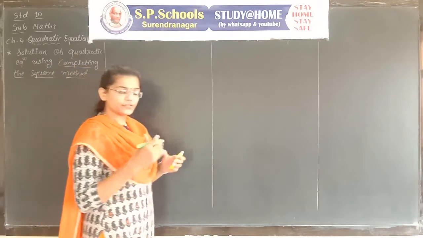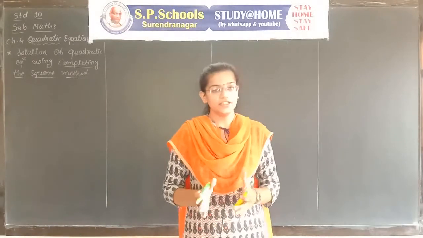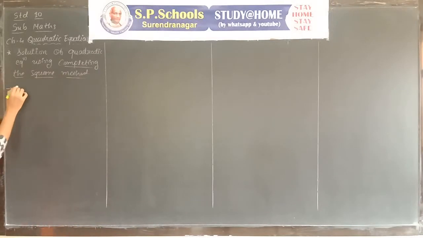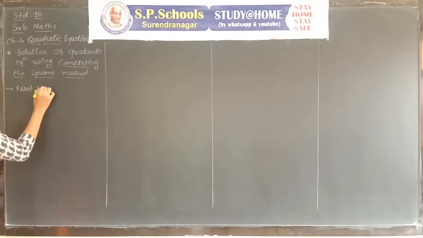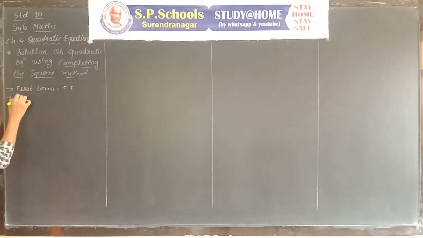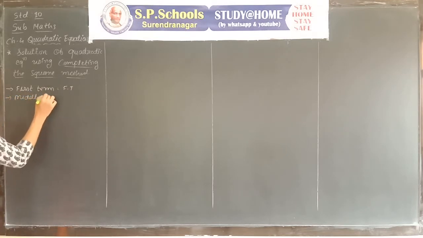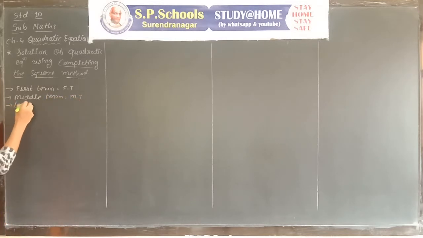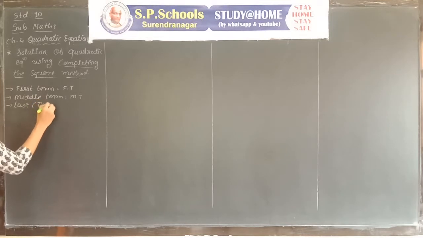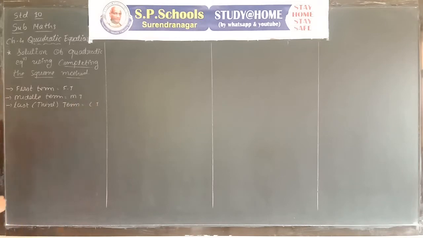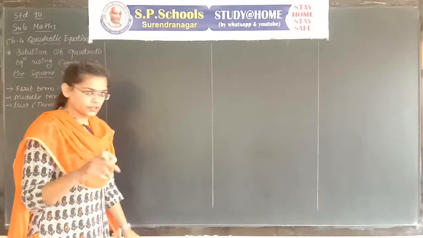In standard 8 we learned how to find the first term, middle term and the last term. Keep in mind three formulas. First term is Ft, middle term is Mt, and the last or third term is Lt. You can also take the third term as T.